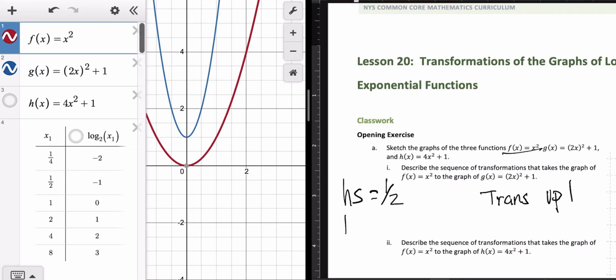Okay, and I'll probably start writing this as a translation equal to 1, plus being 1 up or 1 down. Or I might write plus 1 or minus 1, knowing that that's a translation up or down. But why is it a 1/2 translation? Well, I'm sorry, a 1/2 horizontal.